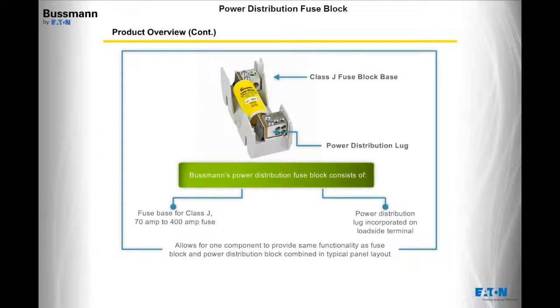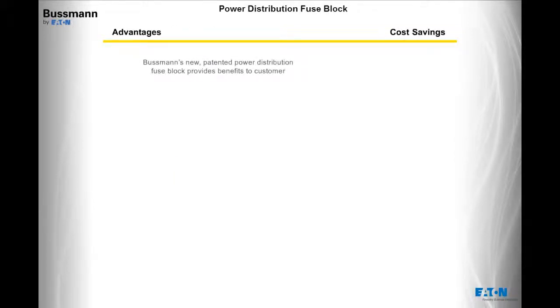the typical panel layout. Bussmann's new, patented power distribution fuse block provides an array of benefits to the customer, including cost savings, enhanced safety, and enhanced short-circuit current rating. Let's start with cost savings.